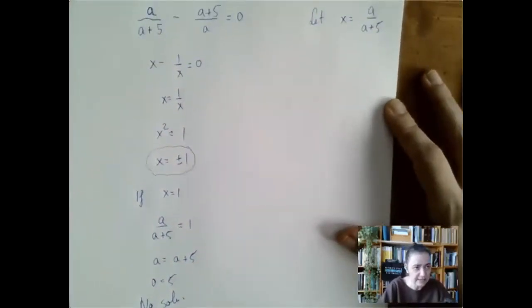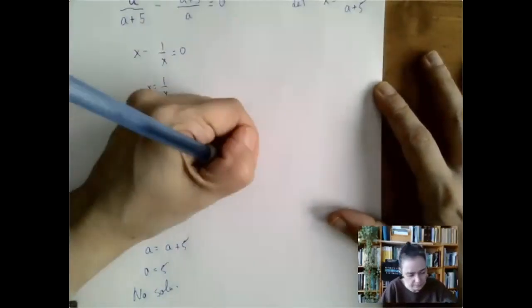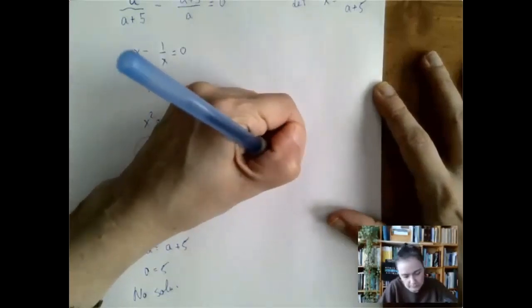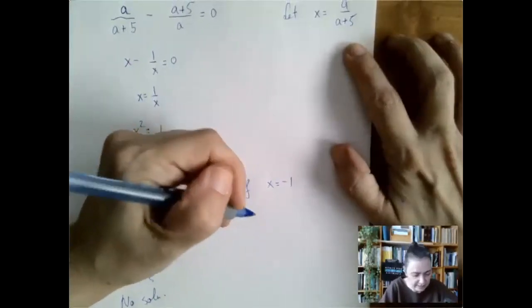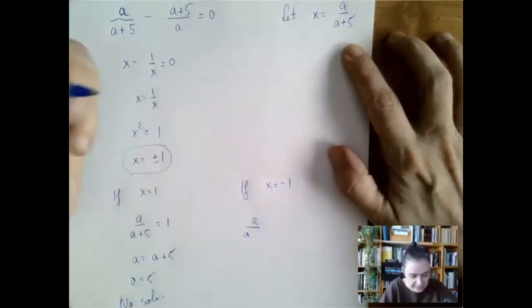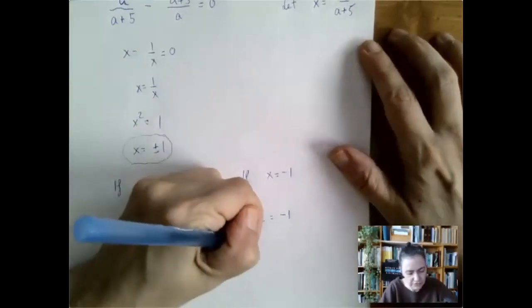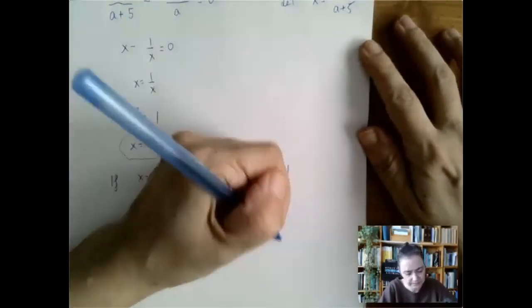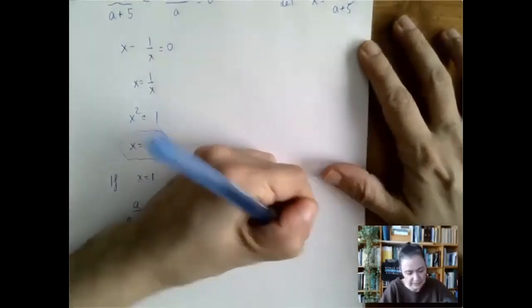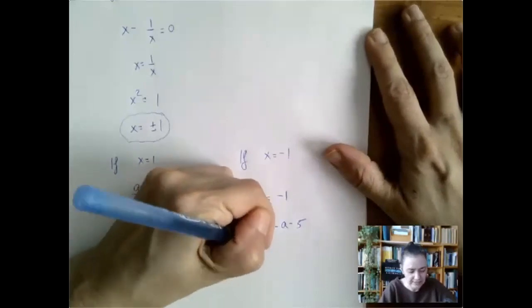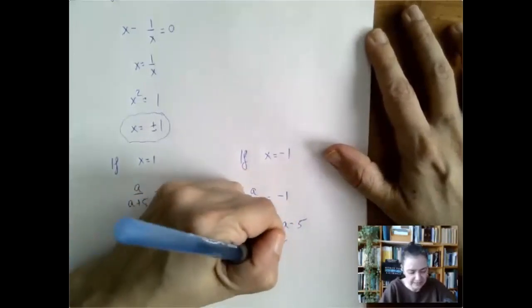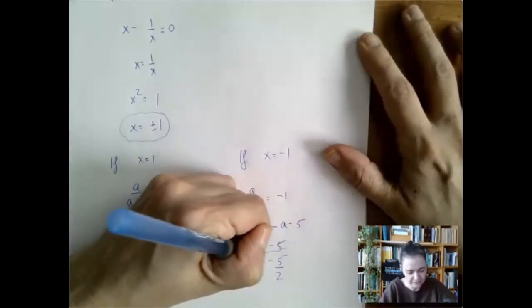And if x is negative 1, then we have x, or a over a plus 5, is negative 1. So a equals minus a minus 5. So 2a is negative 5. So a is negative 5 over 2.